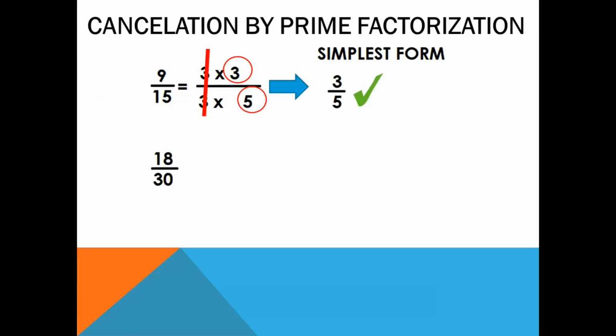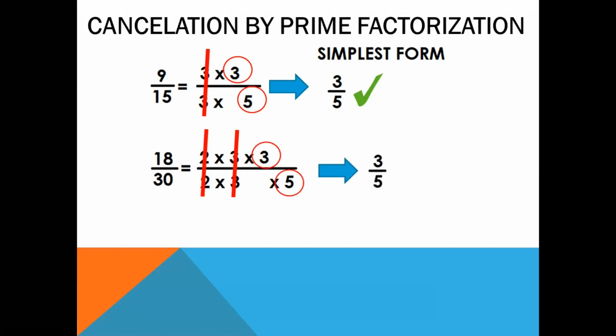Another example, 18/30. Prime factorization of 18. We have 2 times 3 times 3. And next, 30. Meron tayong 2 times 3 times 5. Then tanggalin na natin yung common. Okay, let's eliminate the common factors. We have 2, we have 3. And then the remaining is 3 and 5. So again, the simplest form of 18/30 is 3/5.